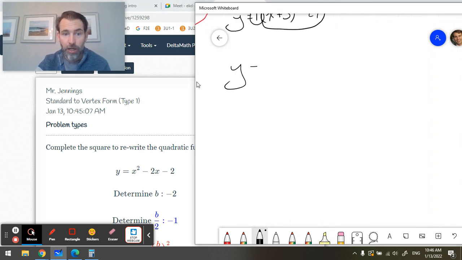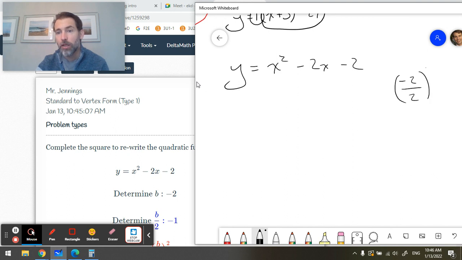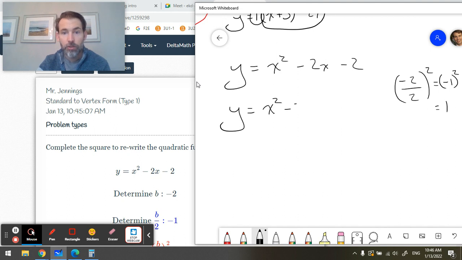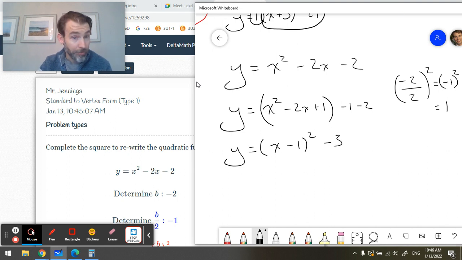One is completing the square. y is equal to x squared minus 2x minus 2. I take minus 2 to the side and divide it by 2 and square it. That gives me negative 1 squared, which gives me 1. So I'm going to add and subtract 1: y is equal to x squared minus 2x plus 1 minus 1 minus 2. If I bracket this, this is a perfect square trinomial. It is equal to y is equal to (x minus 1) squared minus 3. That's completing the square. Now let's use negative b over 2a, another method.